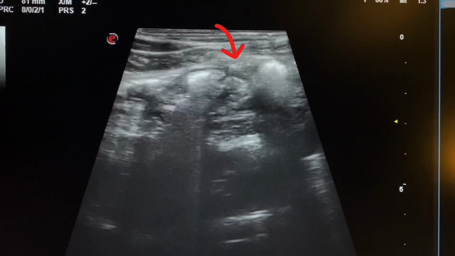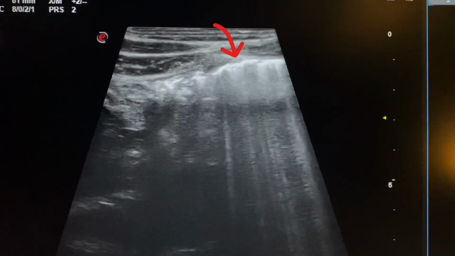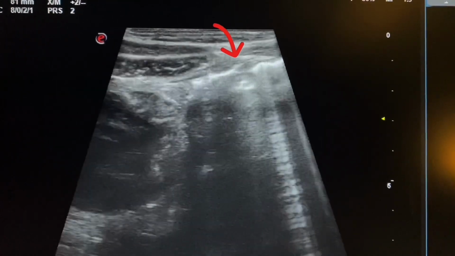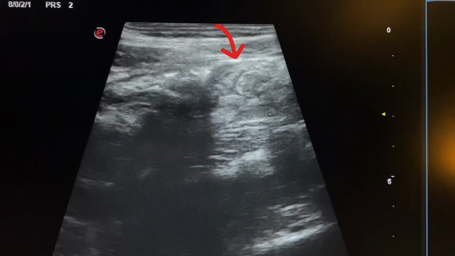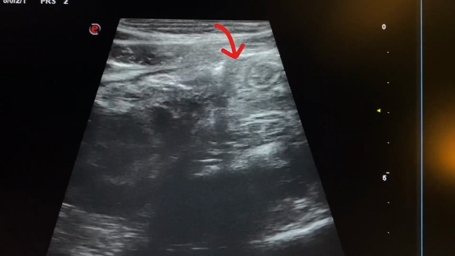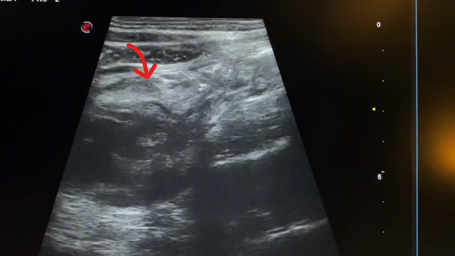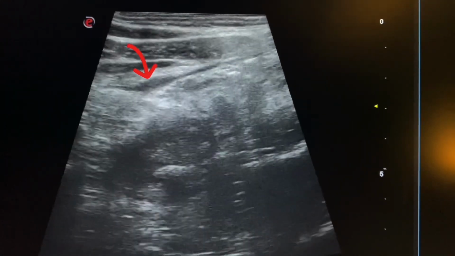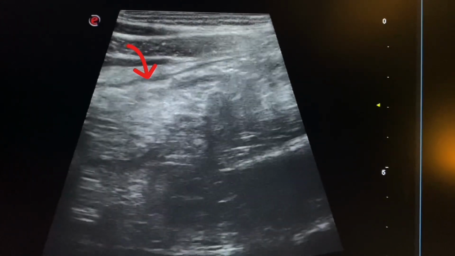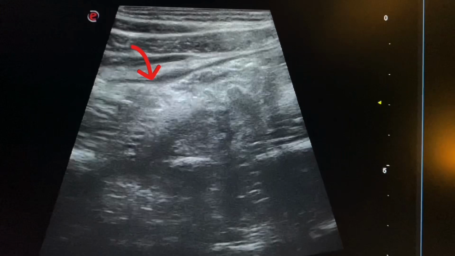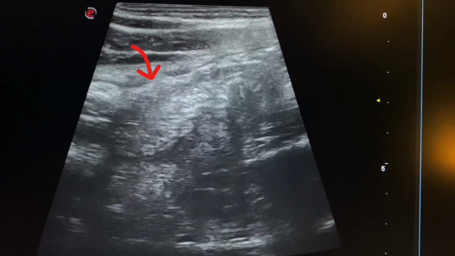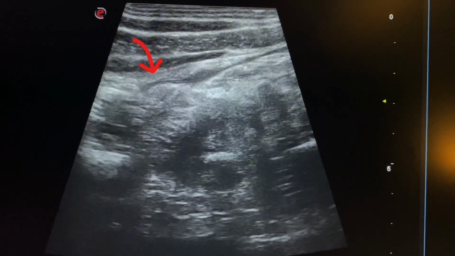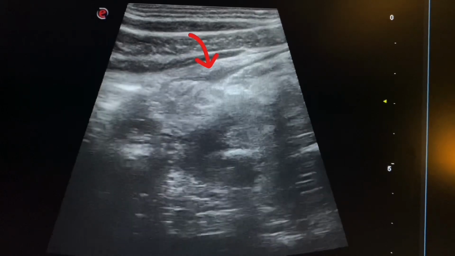Now we continue scanning from distal ileum to the cecum. The walls of small intestines are not visualized and are normal. Now the small intestine is continuous with the cecum. Here we also see gases, but the walls of cecum are prominent, seen as a hypoechoic line and an internal echogenic line.